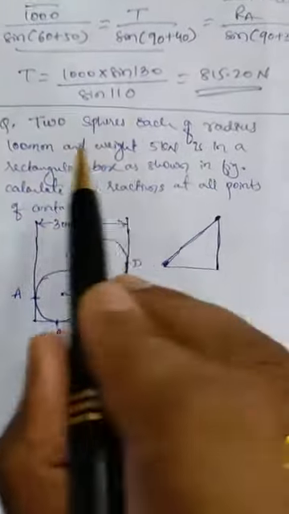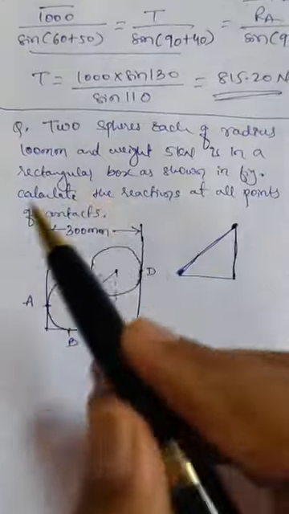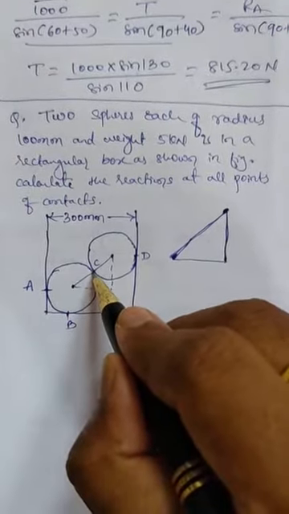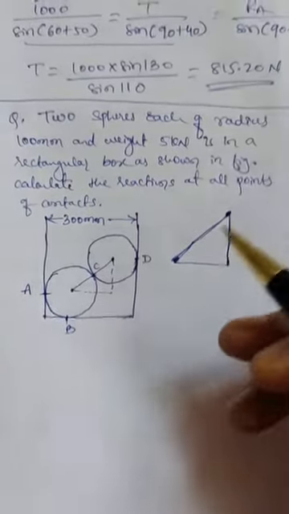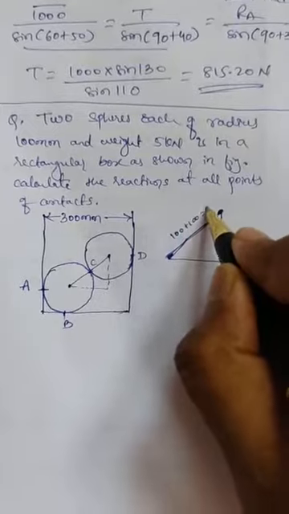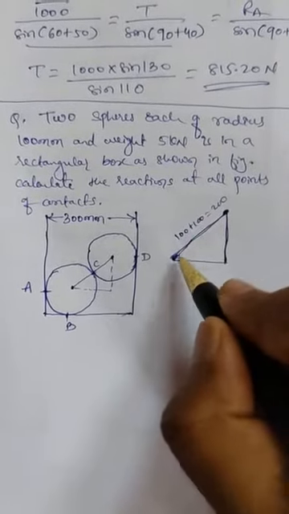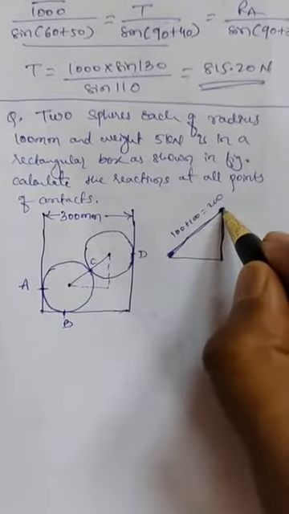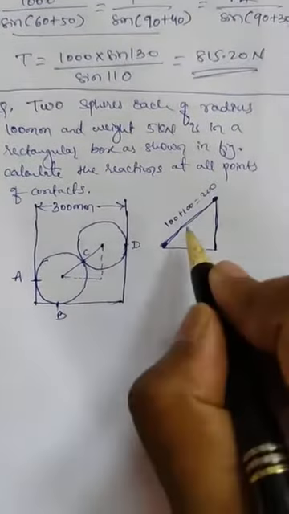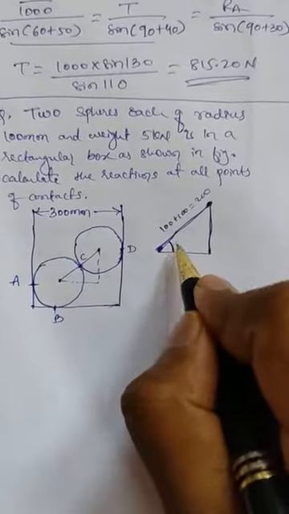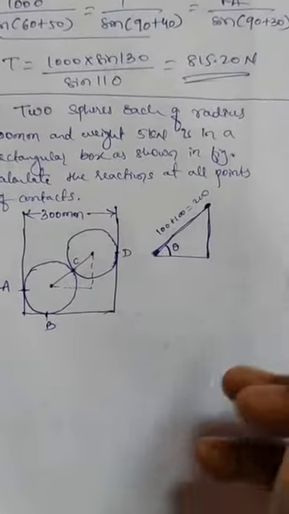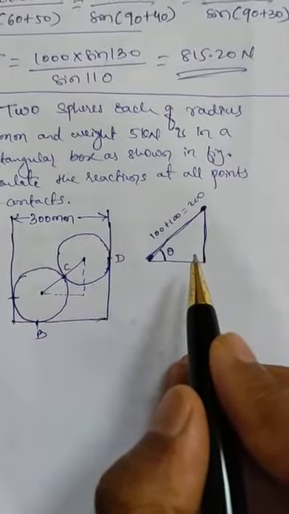As we know, the two spheres each have a radius of 100, so from this center to the circumference is 100, and from this circumference to the other center it is 100. So 100 plus 100 is 200. So the length from this point to this point is 200. Now to calculate the angle, we need one more side. So let's try to get one more side.